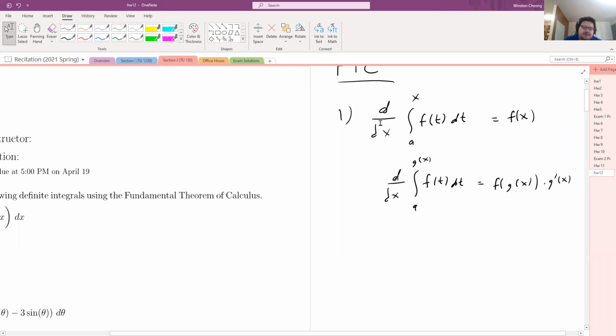You can see that this is saying something about how the derivative and the integral interact when you compose one with the other. So you see that the derivative and integral kind of cancel out.